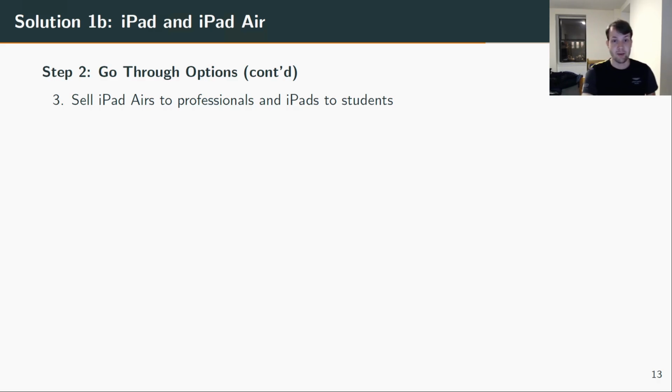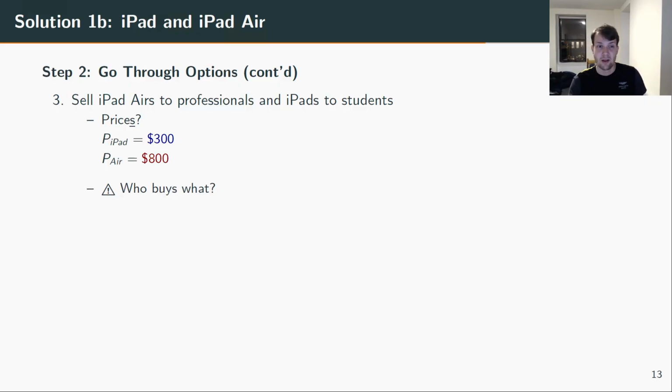Now the interesting one, iPad Airs to professionals and iPads to students. What are the prices we can charge? Initially, a lot of you might think, well, why don't we charge 300, that's the willingness to pay for the students for the iPad, and 800 for the iPad Air, that's the professionals' willingness to pay for the iPad Air.